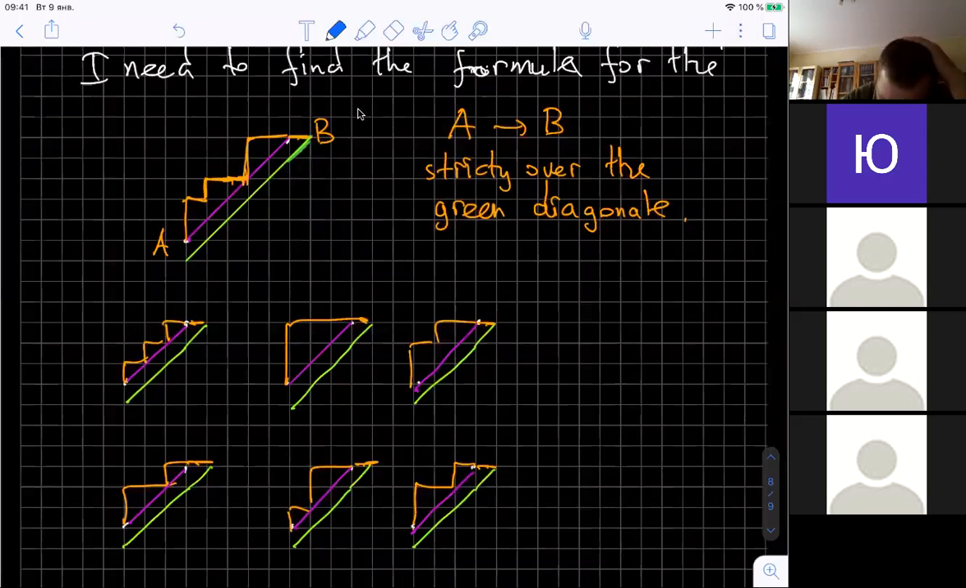Let me think. So I want to take the symmetry root. For example, here, maybe I need to look at this line. If I symmetrize it, it will be just like this one. Okay, so maybe it will be better.